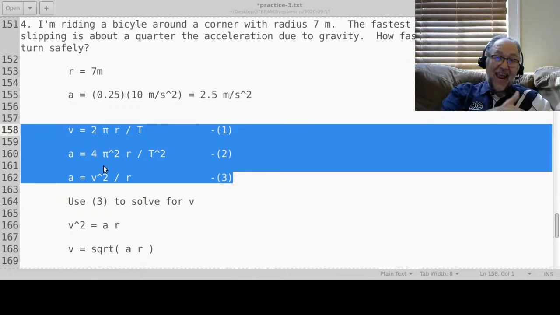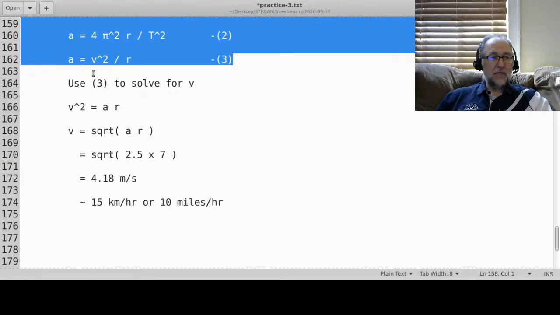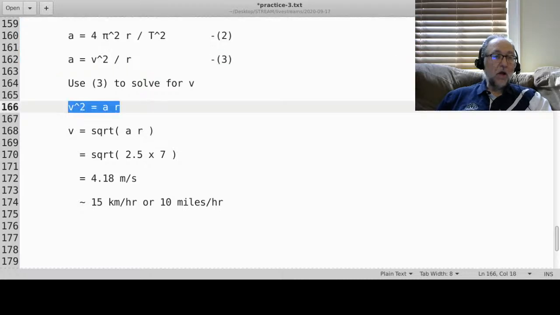Number 2 is the same, but it's a in terms of r and T. So you can't use that one, and you don't want that one either because you're trying to solve for v. So number 2 is out, and so obviously number 3 is the one you want to use. A is equal to v squared divided by r. Now you're solving for v, so I like rearranging it before I plug in numbers. So just take equation number 3, multiply both sides by r, and then take the square root of both sides.